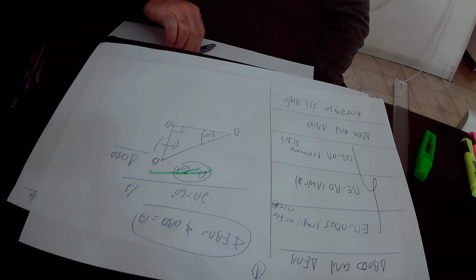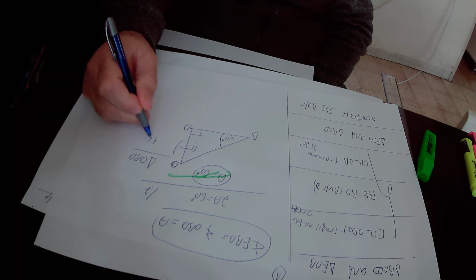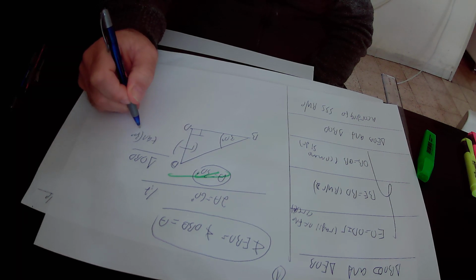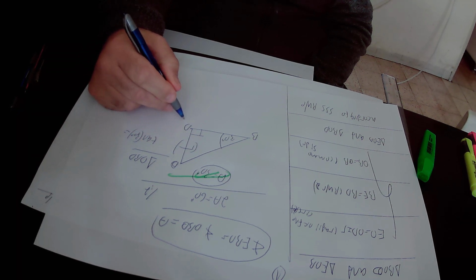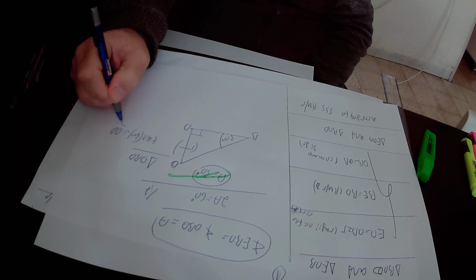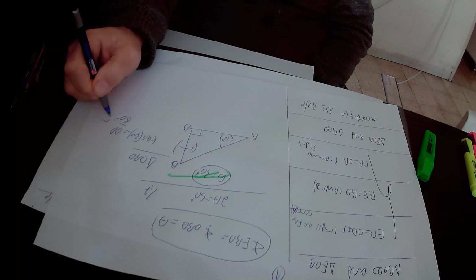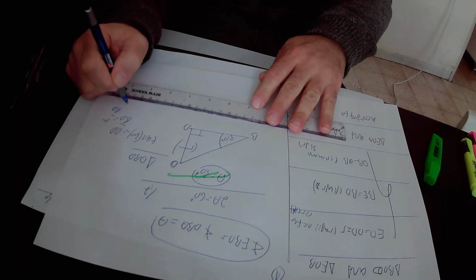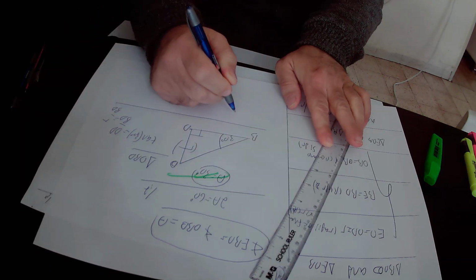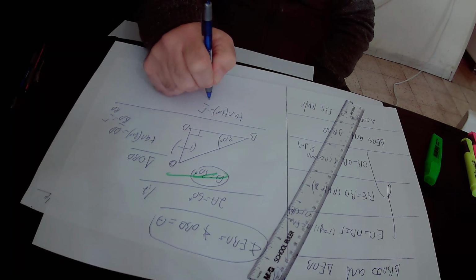So in this right triangle OBD, tangent 30 degrees equals OD over BD. OD is R, so we substitute OD by R. So it is R over BD. You can write that tangent 30 degrees equals R over BD.